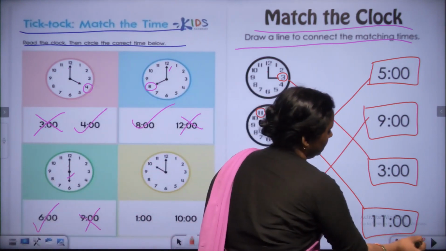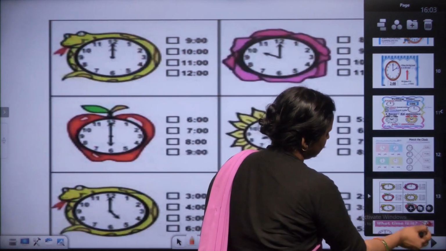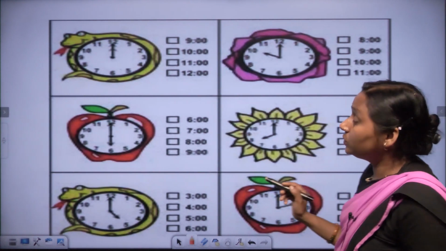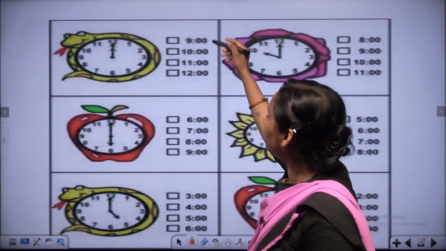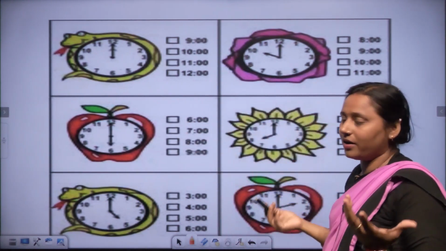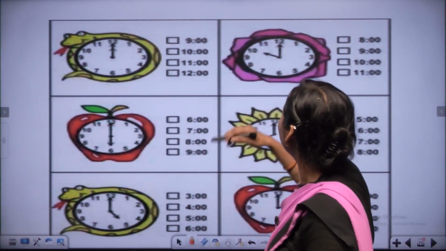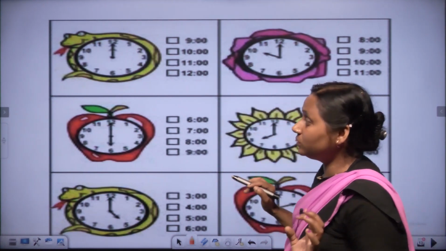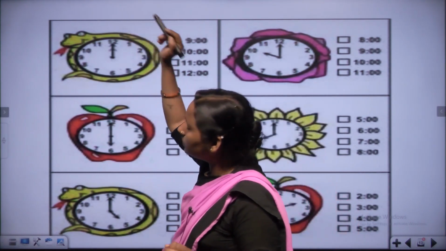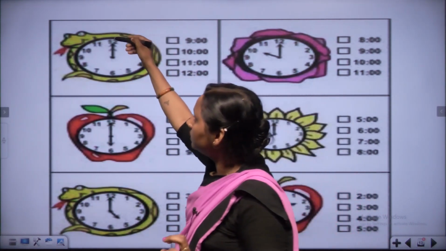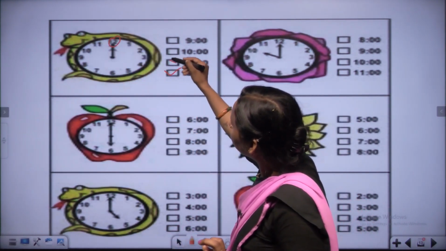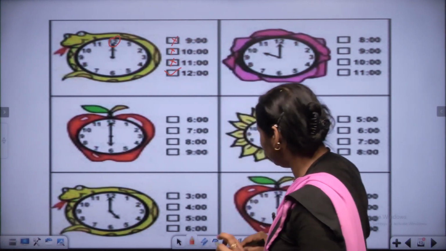Okay. Now next. Look, choose the correct one. Okay. Here 4 timings and look at the beautiful clocks. Flower clock, apple clocks, snake clocks. Okay. So many clocks and choose the correct time in the clock. Here minute and hour both in 12 means what? 12 o'clock. This one is right and 3 are wrong. Okay.